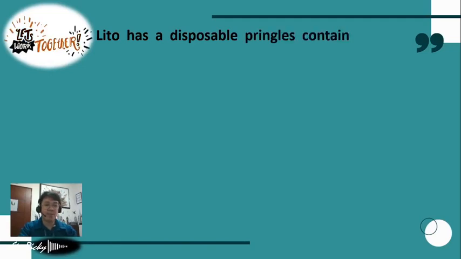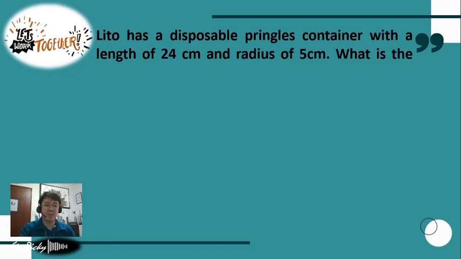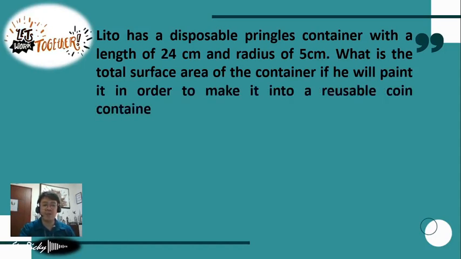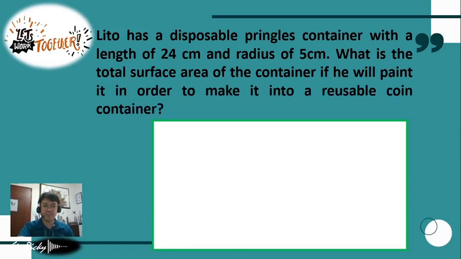Lito has a disposable Pringles container with a length of 24 cm and a radius of 5 cm. What is the total surface area of the container if we will paint it in order to make it into a reusable coin container? Lito is still practicing the 3 R's because he will be turning the disposable Pringles container he has into a reusable coin container.